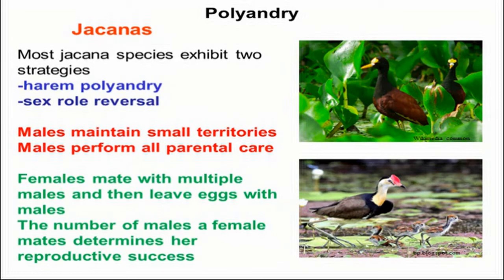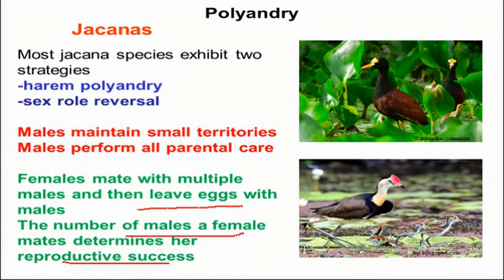So this is what the female is getting, more chances. However, only a few males may get the choice. The female gets the chance to mate with the males. So the male takes care of the eggs, and the number of males a female mates with determines her reproductive success, because the number of males it mates with is the number of individuals it gets to take care of the eggs.